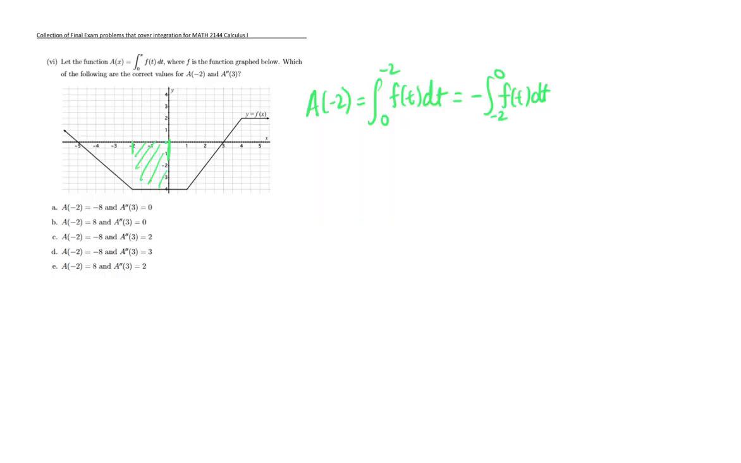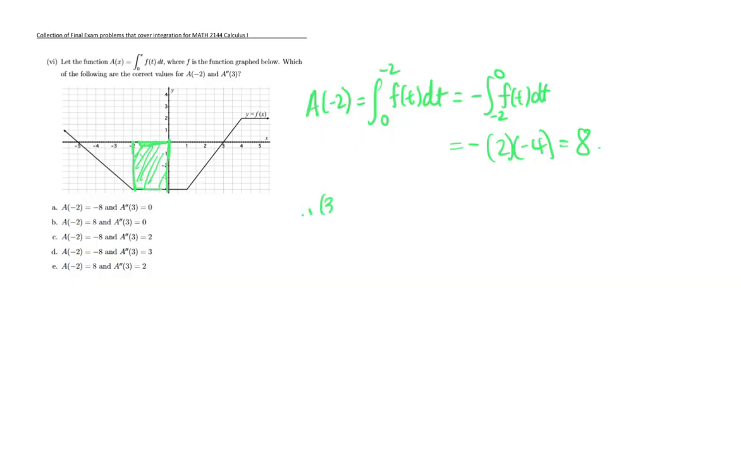So that is a rectangle with width 2 and height negative 4. So that'll be negative of 2 times negative 4. So this should be positive 8. And then A double prime of 3.